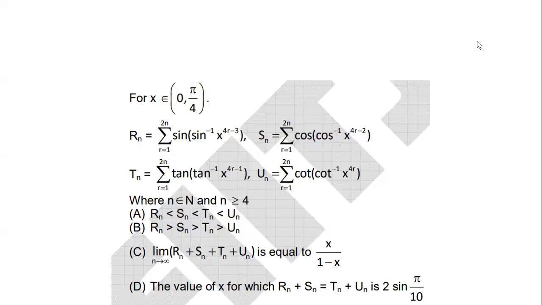So hello guys, in this video we are going to solve this problem. In this problem it is given that for x belongs to 0 to pi by 4, this r of n is equal to this summation, s of n is equal to this summation, t of n is equal to this summation, and u of n is equal to this summation, where n belongs to natural numbers and n is greater than or equal to 4.